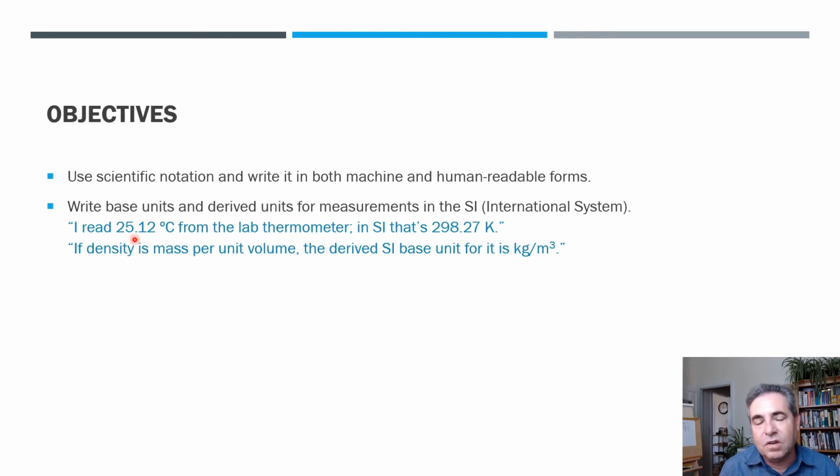The temperature unit in the SI system is a little different. It's the Kelvin, and we don't have any thermometers in the lab that read kelvins directly. Usually they read Celsius degrees. So I'm going to show you an easy way to convert between Celsius degrees and Kelvin degrees.